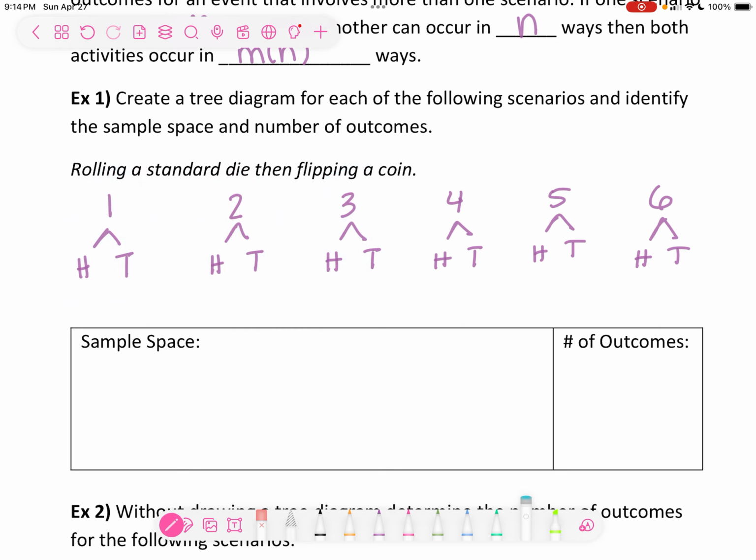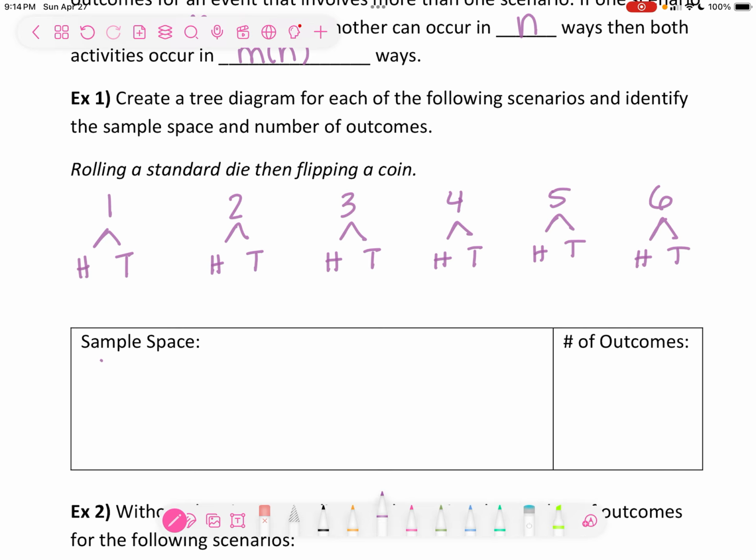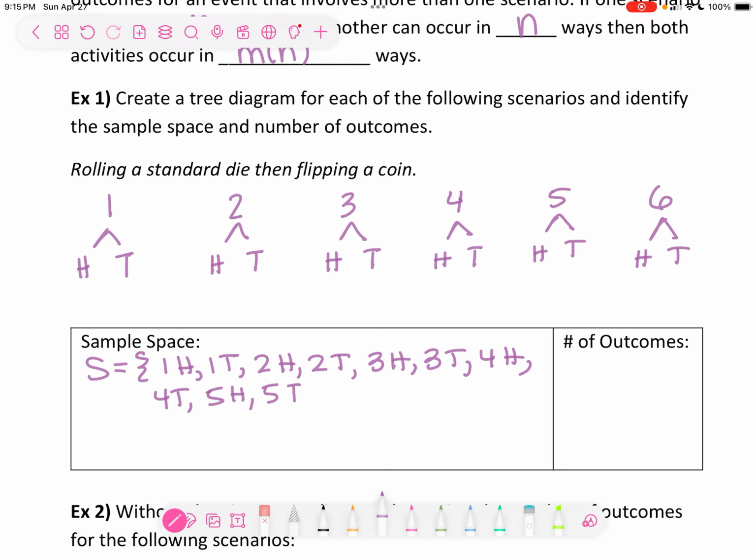So let's write these out. I'll put S for sample space. That set is equal to, put my curly brackets, 1 and then heads, or 1 and then tails. 2 and heads, or 2 and tails. 3 and heads, or 3 and tails. 4 heads, 4 tails. 5 heads, 5 tails, or 6 and then heads, or 6 and then tails. So those are all of the options.